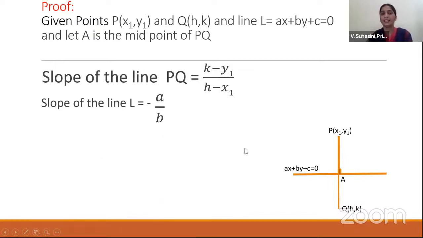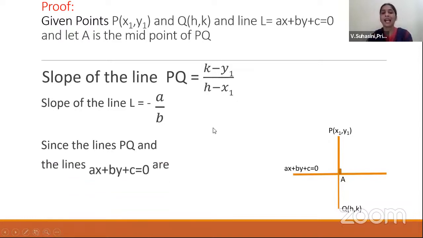Now, we should write the slope of the line L: ax + by + c = 0. When the equation of the straight line is known, its slope can be found using the formula minus x coefficient by y coefficient. What is the x coefficient of the straight line? A. And what is the y coefficient of the straight line? B. Hence, its slope is -a/b.